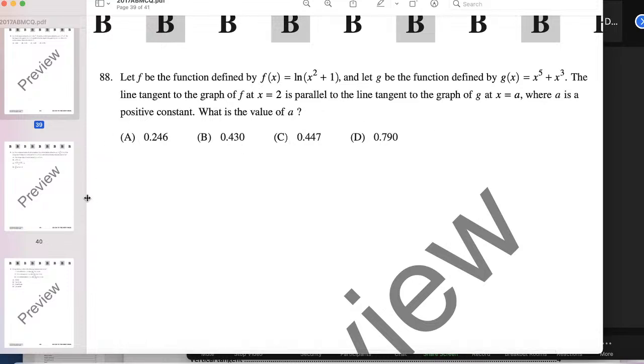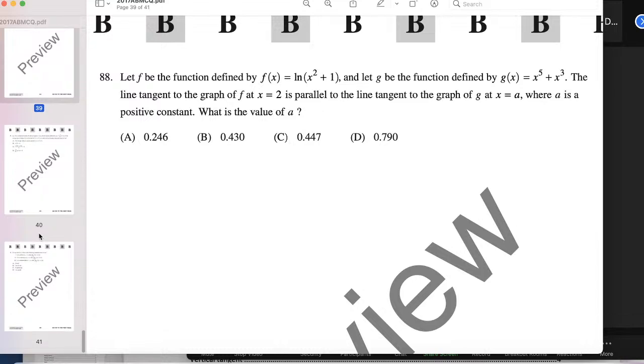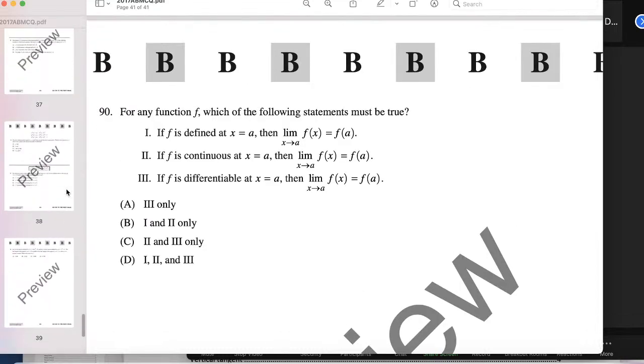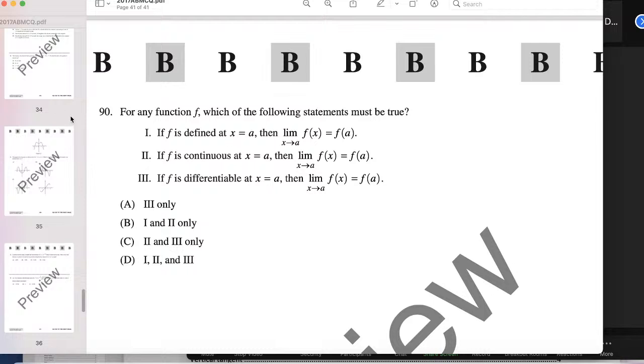88 is a pretty cool question. Yeah. Good job, Danny. Thank you. I did it the total wrong way. I overcomplicated it. I don't think you did it the wrong way. I think you just did it way too complicated. Yeah, I overcomplicated it way too much.